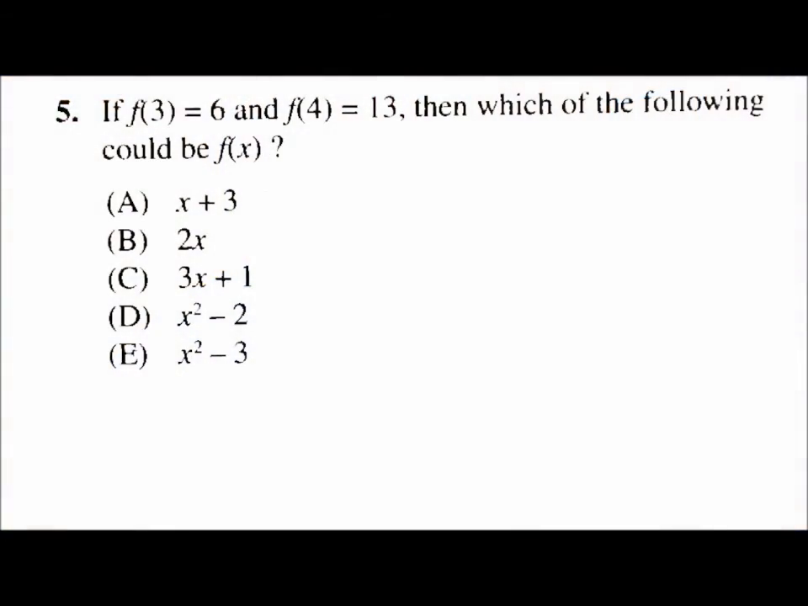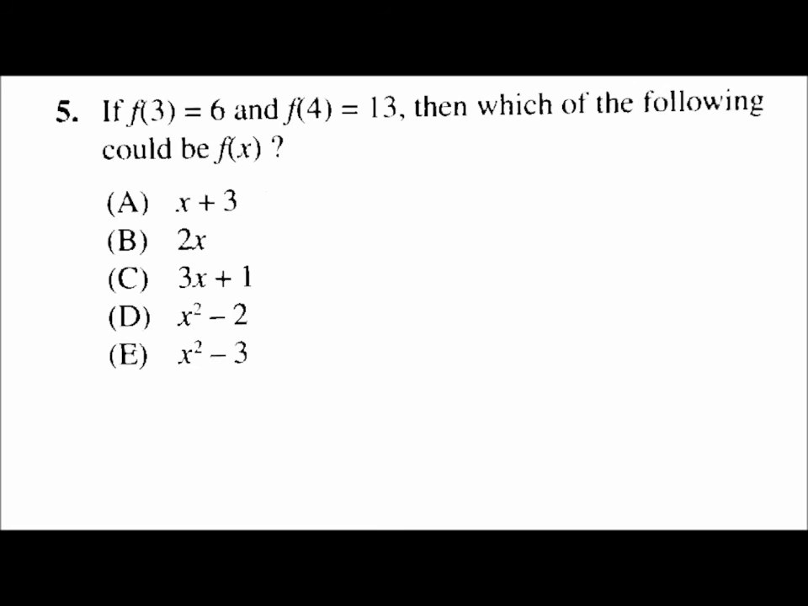If we look at A and we put a 3 in there for x, obviously that works. 3 plus 3 will equal 6. But if we put the 4 in there and we add it to 3, we get 7, not 13. So you can eliminate A. On the second one, B, if we put a 3 there, we get 2 times 3 is 6. That works. But 2 times 4 is 8, and it's obviously not 13. We can eliminate that.